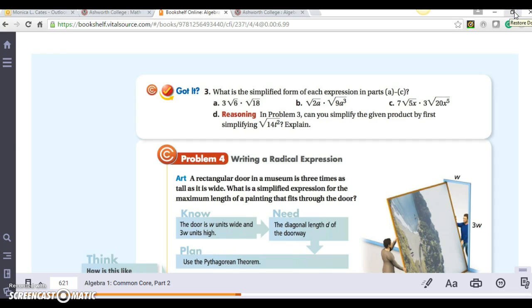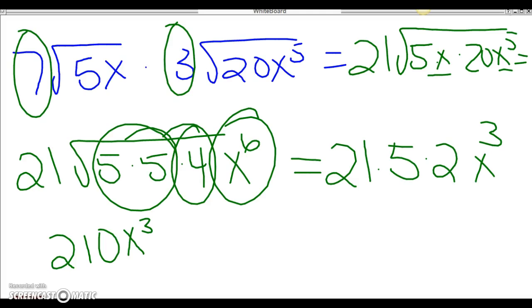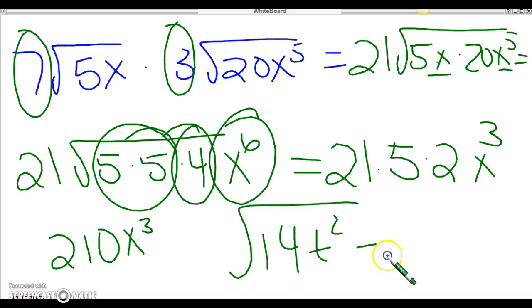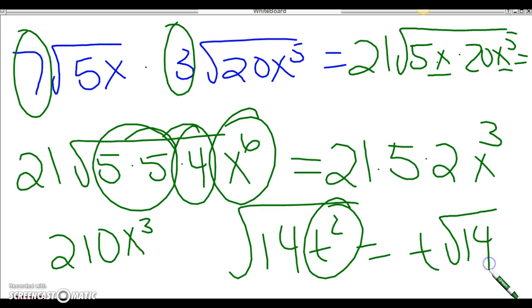All right. It says in problem 3, can you simplify the given product by first simplifying the square root of 14t squared? And you sure can, because you can change that. That's just one way of looking at it. 14t squared is really, I can take the square root of this t and this t, square root 14. So that's one way of working that problem out, but you don't have to. I certainly hope this helps.